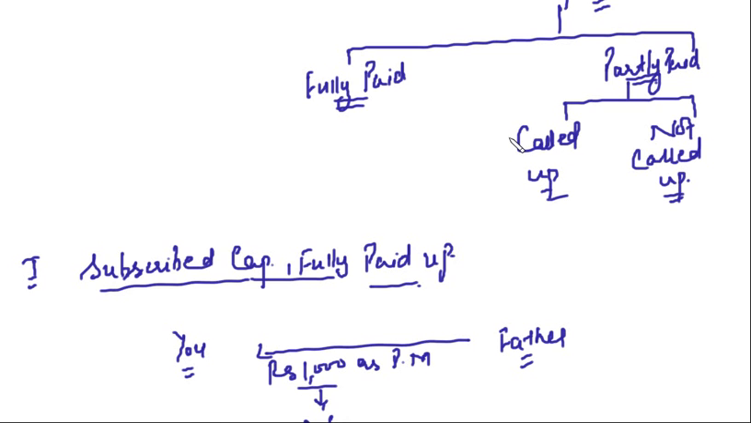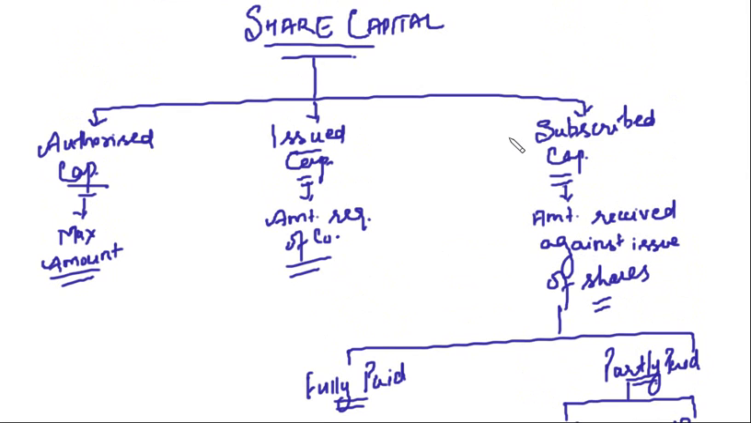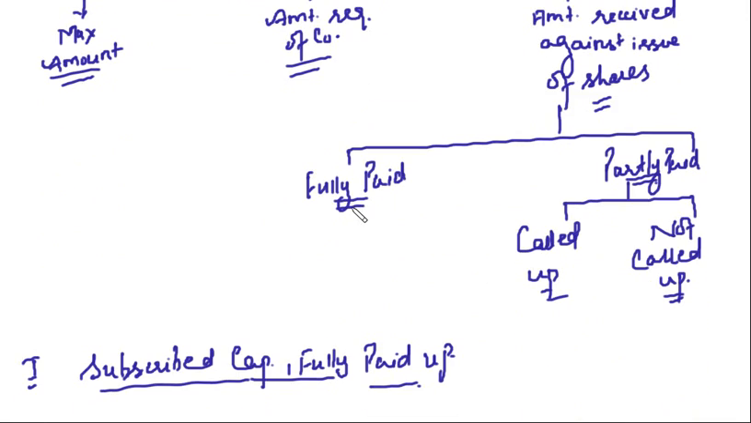Clear, friends? So this is how we divide the share capital into authorized, issued, and then subscribed. Subscribed capital is further divided into fully paid up. That is, whatever is the face value of the share, we have received the full amount on that share. Clear? Then we say partly paid up. In the partly paid up, we say whether it has been called by the company or not called by the company. Called by the company means the company has called for rupees 10, that is the face value, but has not received the money. Called up the face value, but not received the face value.